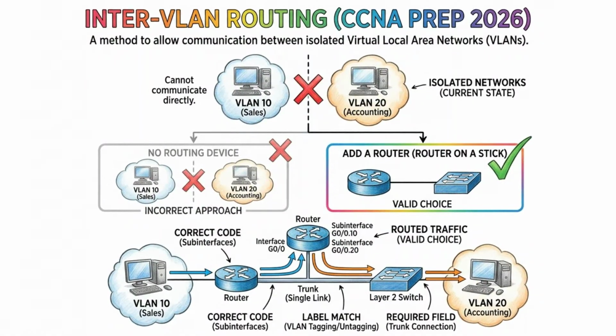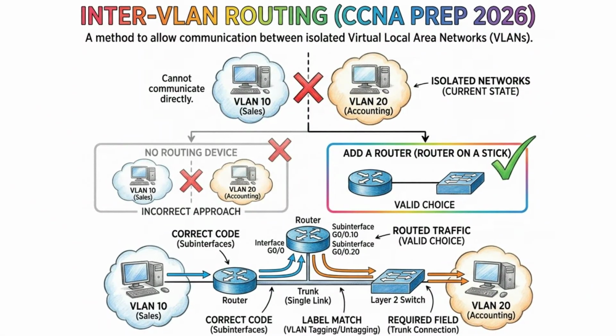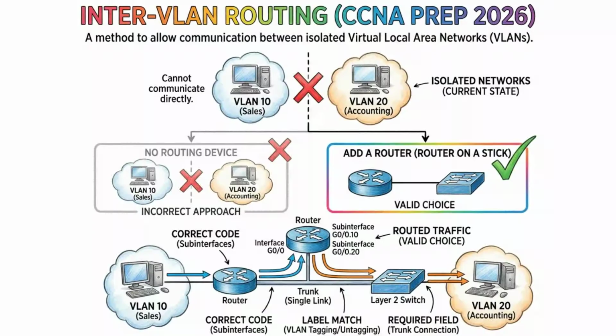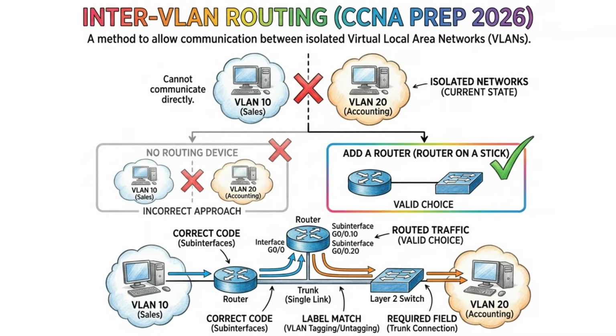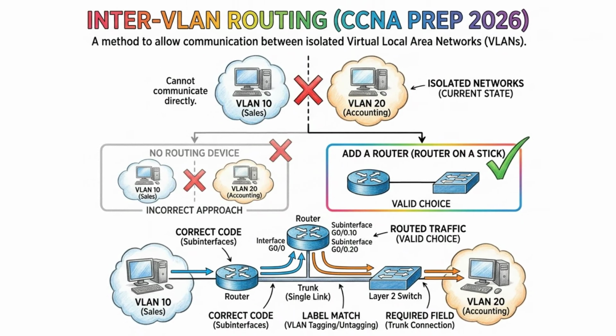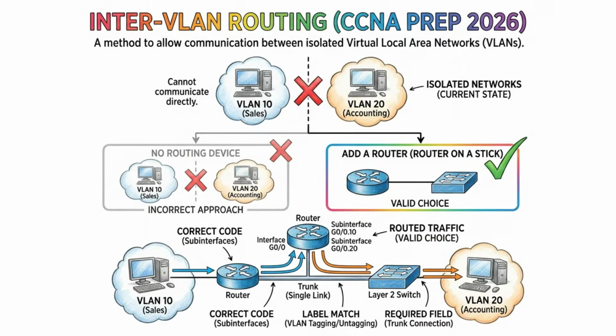Another fundamental routing concept bridges the gap between local switches and remote networks, known as inter-VLAN routing. In enterprise networks, administrators separate different departments into isolated logical networks called VLANs for security, meaning the accounting computers cannot normally talk to the sales computers. Because these VLANs act like completely separate networks, you absolutely must use a routing device to allow communication between them.